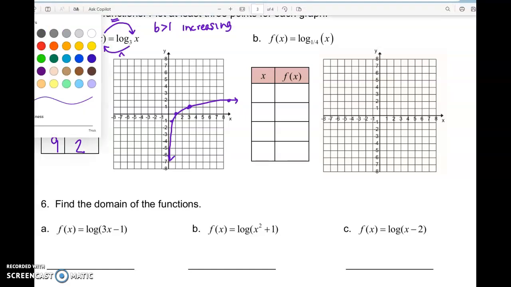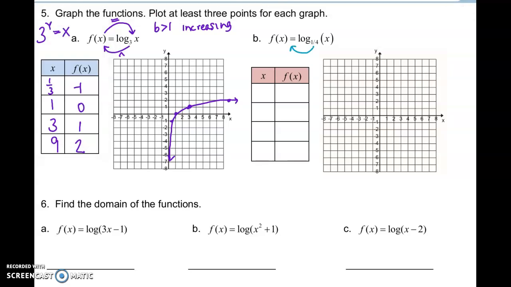Now let's try the next one. For the next one, I'm going to say 1/4 to the y power is equal to x. So 1/4 to some power is equal to x. Again, I'm going to put in some values. I'm picking values around the origin. That's where I would suggest to start.